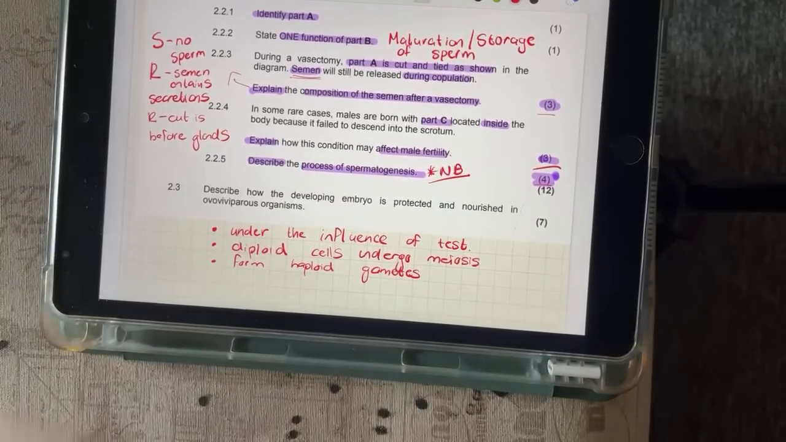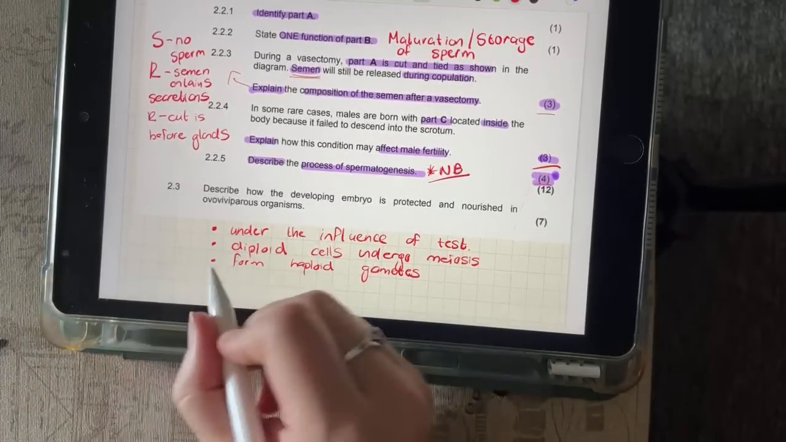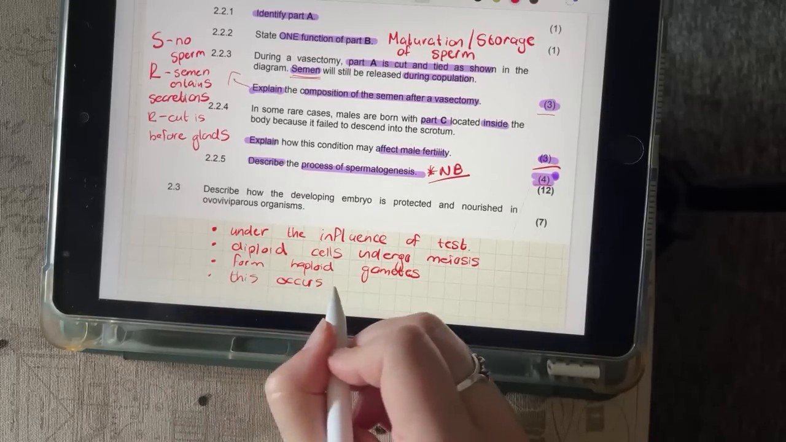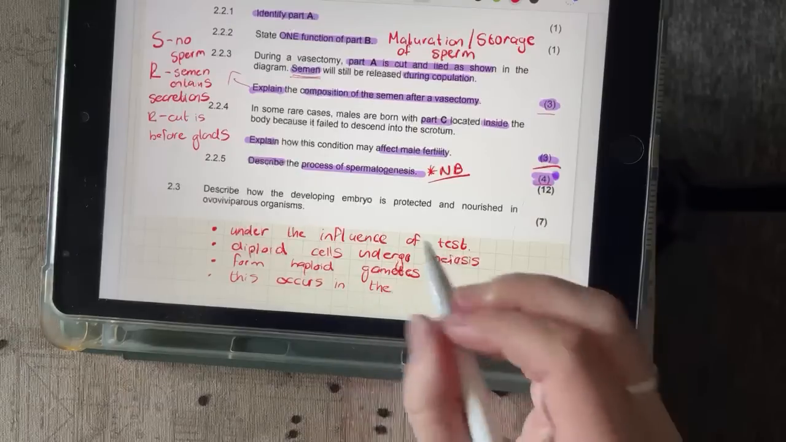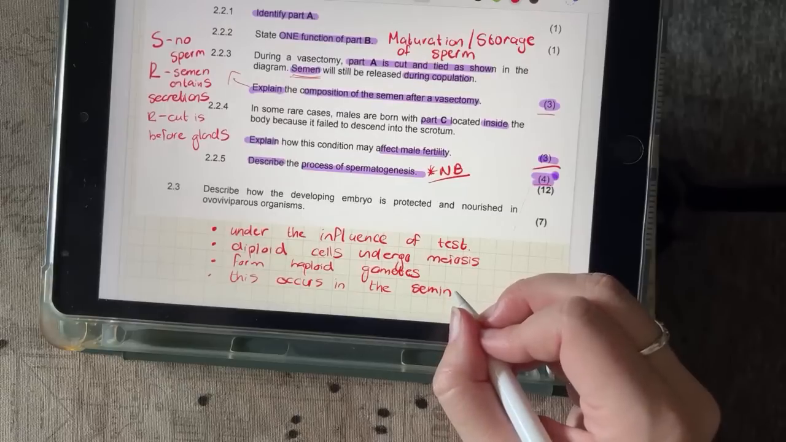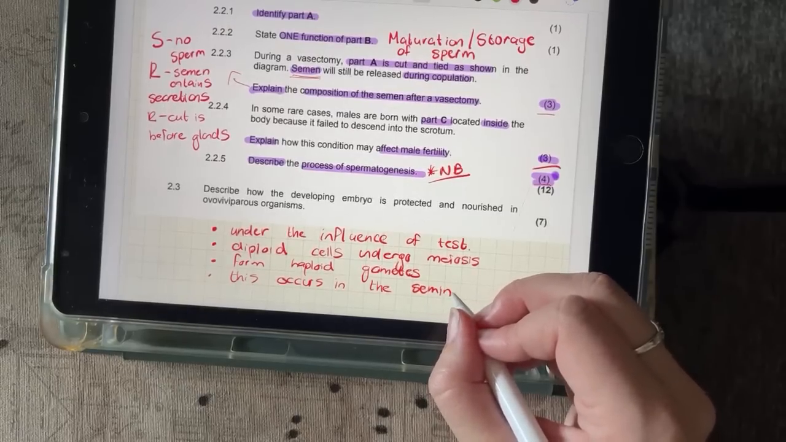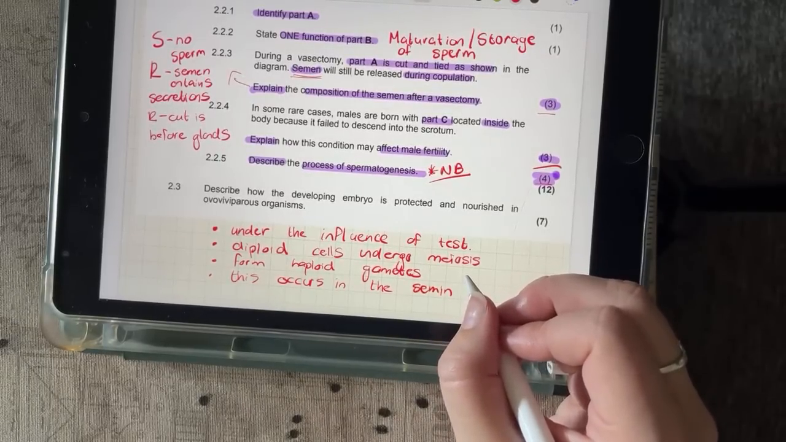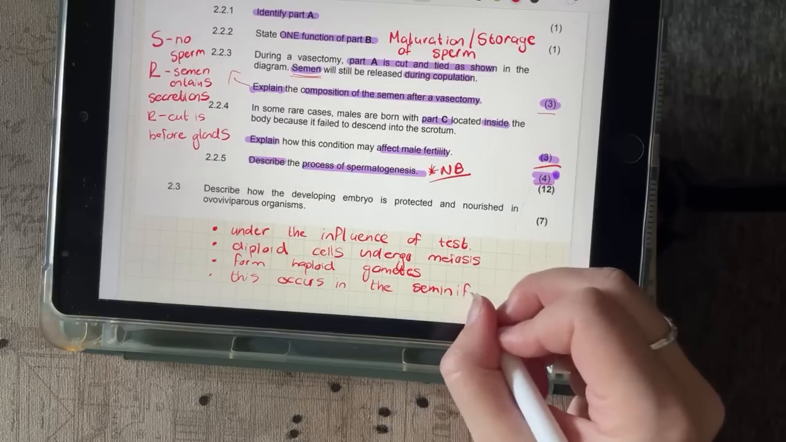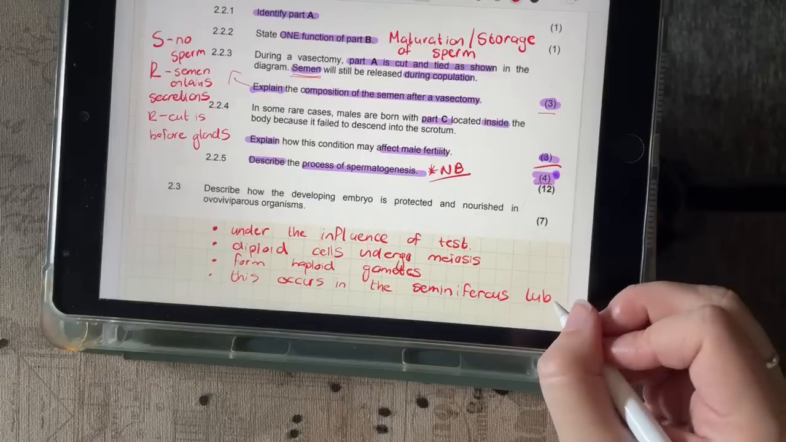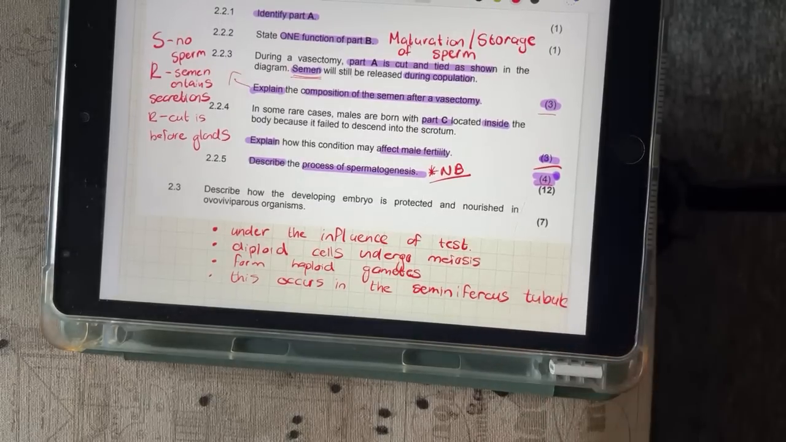The only thing I actually left off here, I beg your pardon, is where it happens. And so I'm going to put here, this occurs in the seminiferous tubules. Seminiferous tubules. Oops, there we go. Okay.